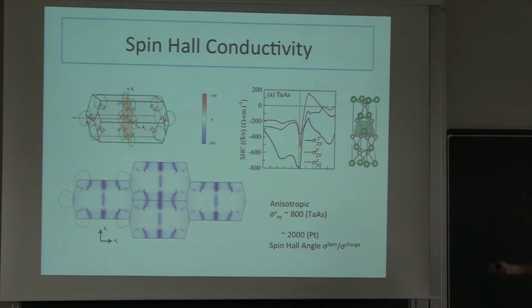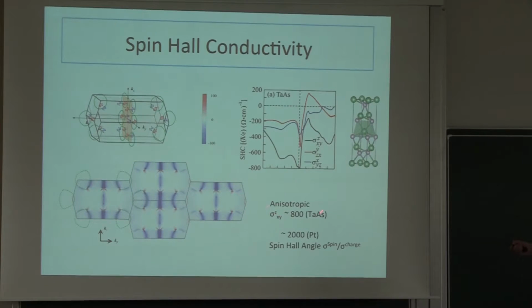Then, when we integrate them over all of k-space, we get the total spin Hall conductivity. We get some value like 800 for tantalum arsenide. I will mention what this sigma xyz means. Here, sigma xyz simply means we apply an electric field along the y direction, and that will generate an x direction spin current. And this z means the spin polarization of this spin current is along the z direction. Because this is a tetragonal material, it's not necessarily isotropic. And indeed, if we apply the electric field along a different direction, we will get very different spin current.